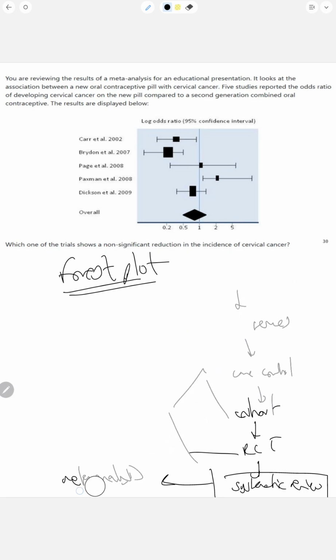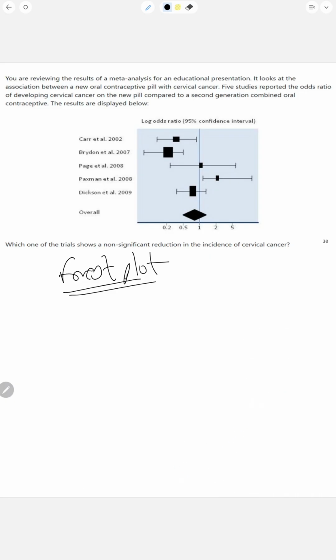So let's see what this systematic review was looking at. You're reviewing the results of a meta-analysis for an educational presentation. It looks at the association between a new oral contraceptive and cervical cancer. 5 studies report the odds ratio of developing cervical cancer on the new pill compared to a second-generation pill. The results are displayed below. Fine. So we know we're looking at the odds ratio, and this is all showing your odds ratio down there. We're looking at a new oral contraceptive pill, and the odds of cervical cancer.